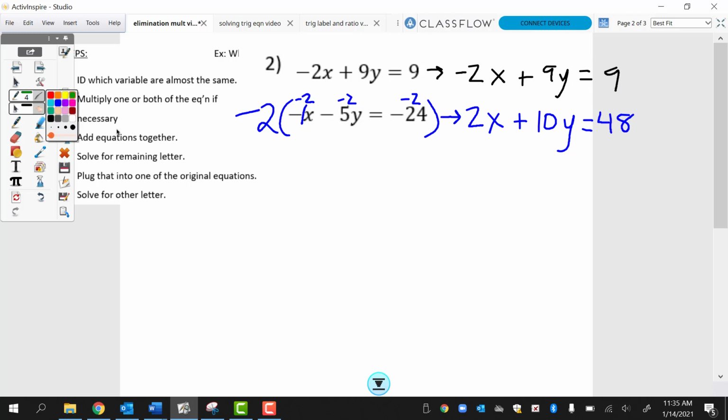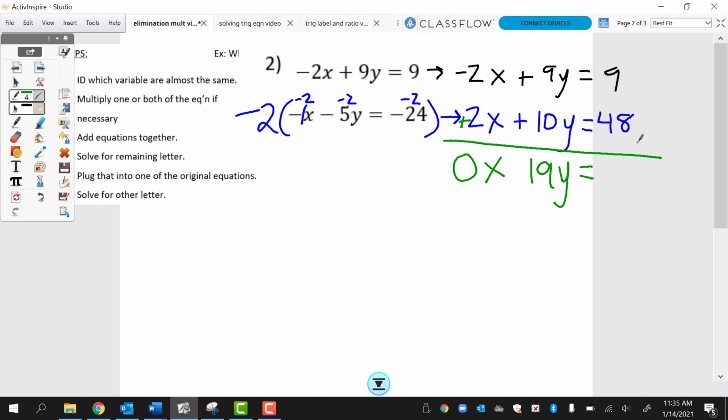And now we're adding our equations together, so hopefully something adds up to 0. Negative 2 plus 2, we type that in the calculator, we get 0. Yay, that means it worked. 9 plus 10 is 19y. 9 plus 48 is 57. The 0x, I can cross that out. And now I'm solving 19y equals 57.